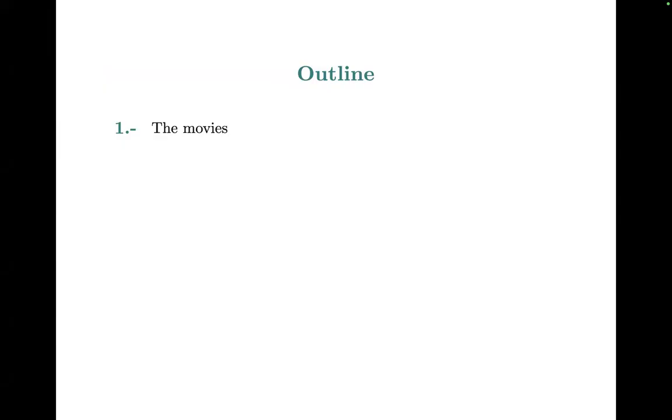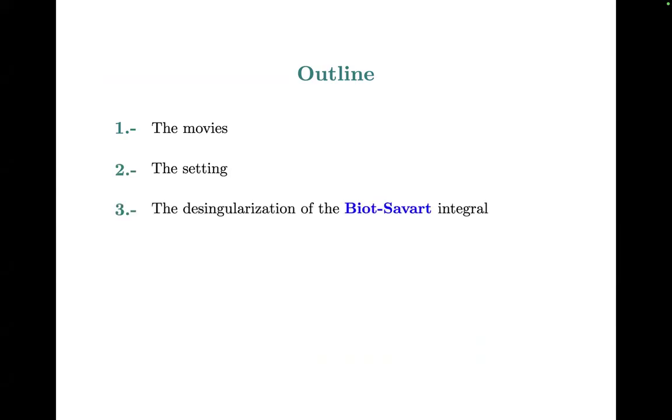First, I will show you some movies in order to try to fix the kind of objects we want to talk about and describe. Then I will give you the mathematical setting. And there will be a fundamental object, which is a singular integral, the so-called Biot-Savart integral. One of the fundamental steps in our approach is the desingularization of this integral.